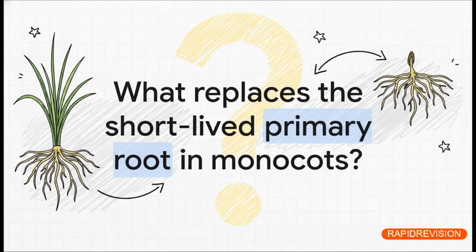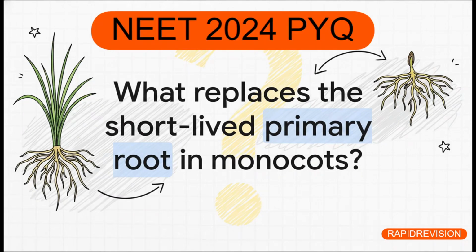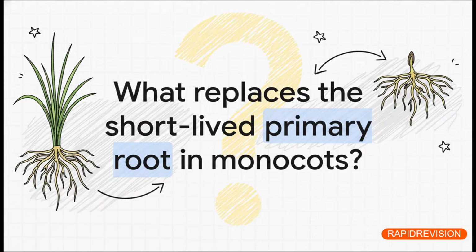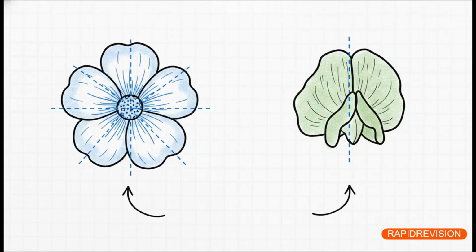And why do I emphasize that specific point? Well, a direct NEET 2024 PYQ proves exactly why. The question asked, the primary root is short-lived in monocots and is replaced by a large number of roots from the stem base. What is this called? Boom! The answer is the fibrous root system. Direct marks. Knowing just that one structural difference instantly earns you points. Fatafat, let's shift gears to flowers.